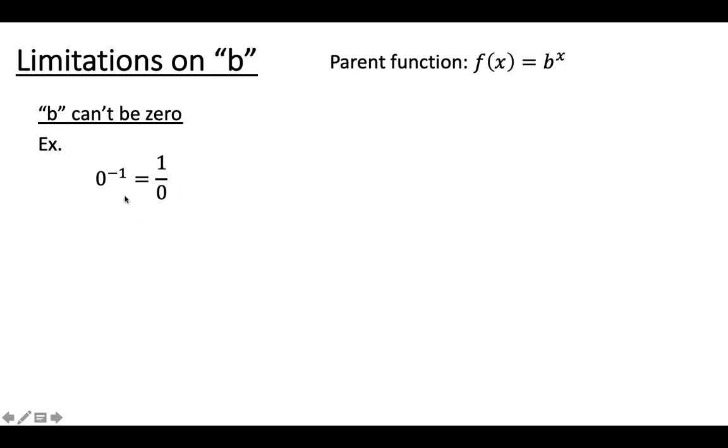If you don't believe me, take any calculator, a real calculator, or the one on your phone, or just Google calculator. It'll pull up a calculator for you. Try to do 1 divided by 0. You can't do it.